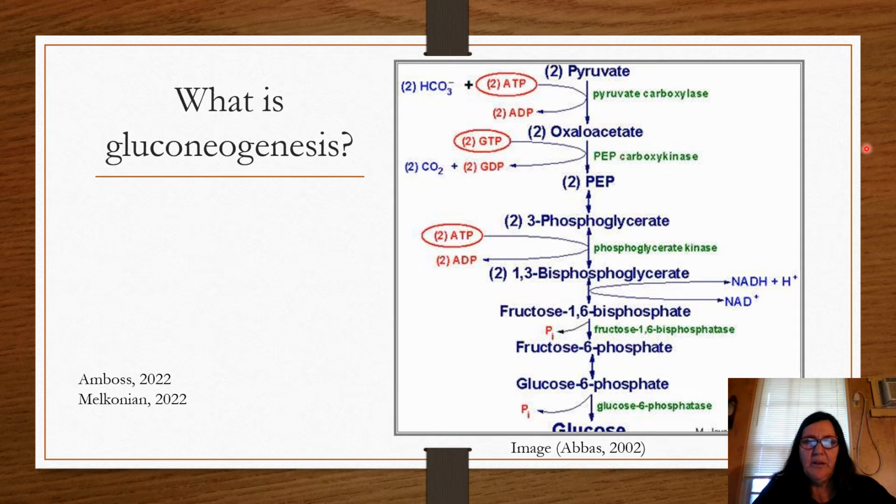Then this oxaloacetate has to go through a few more things before it can leave the mitochondria to go into the cytosol. So it has to be reduced to malate by malate dehydrogenase in the mitochondria, and that uses up 1 NADH. Once the malate is back in the cytosol, it will be oxidized again back into oxaloacetate, and then it can go from the mitochondria into the cytosol.